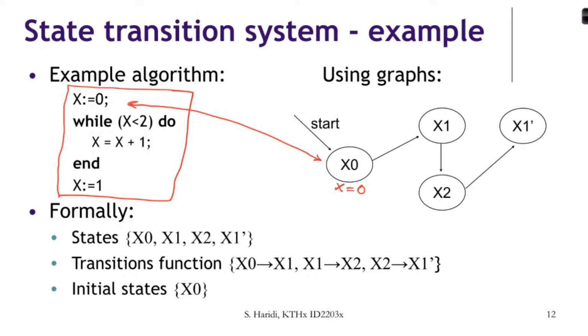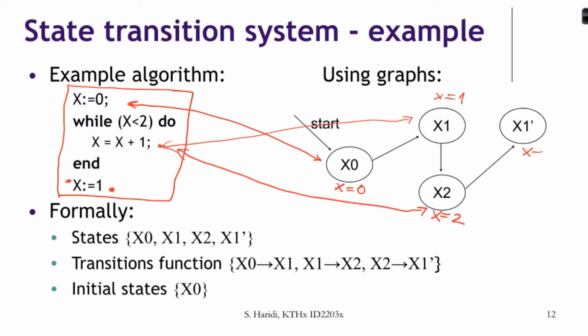If we pass through this test and we execute this statement, we move to a state at this point where x equals 1. We do the loop one more time, and the condition is still holding, and we move to a state at this point again, where x equals 2. And then we execute this statement, and we are in a final state where x equals 1. So as you can see here, we have these 4 states. We have the transition function in this case described by the arrows in the diagram, and the initial state is S0.